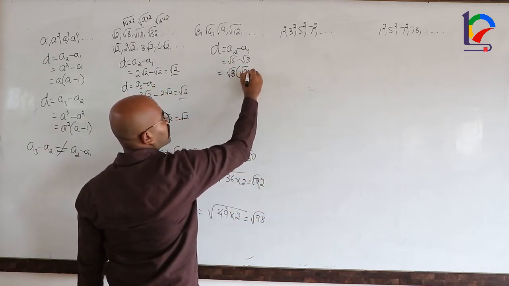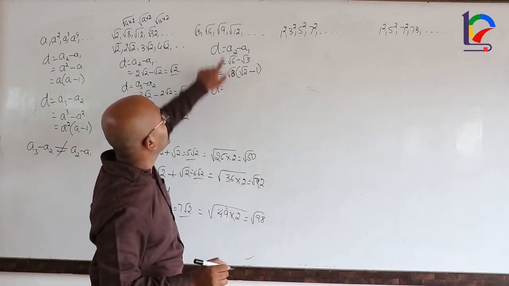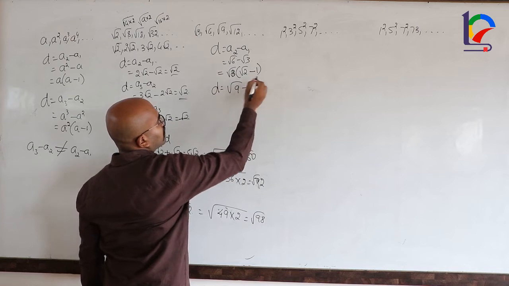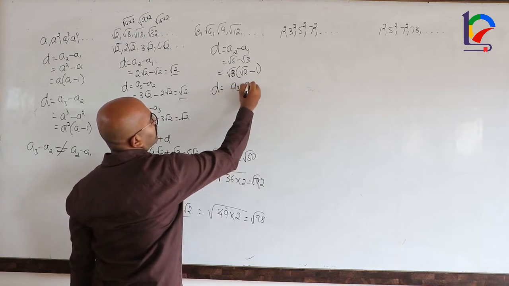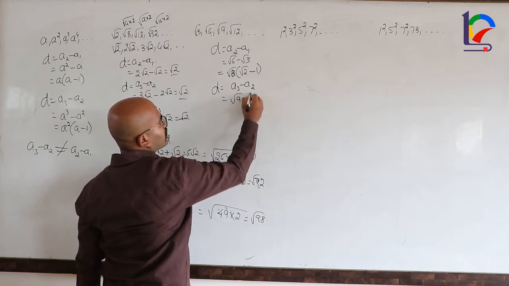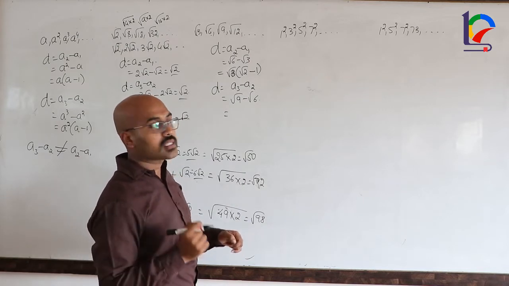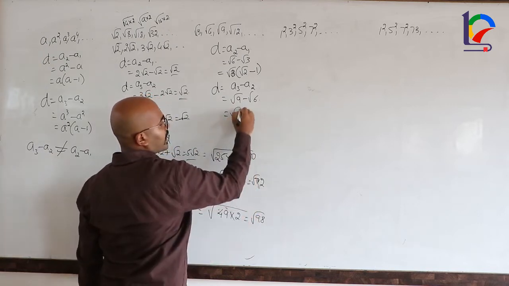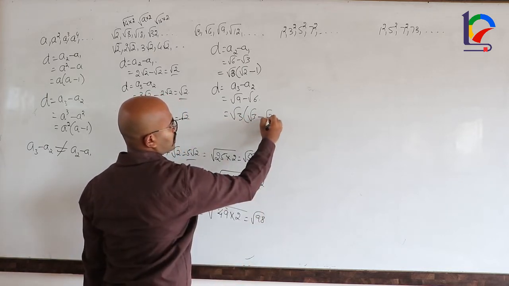So I will be left with root 2, here 1. Similarly, the next common difference, third term minus the second term, root 9 minus root 3. So what is this? This is a3 minus a2. So what is a3? Root 9 minus root 6. Similarly, here also I can take root 3 as common, because among 9 and 6 the common factor is 3. So if I take root 3, I will be left with root 3 minus root 2.